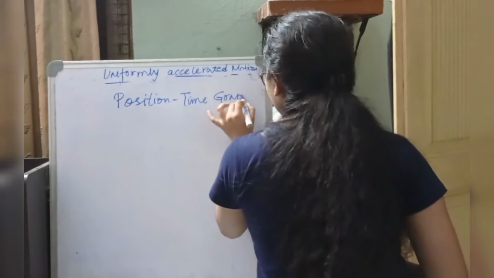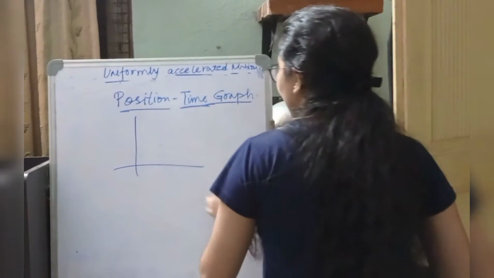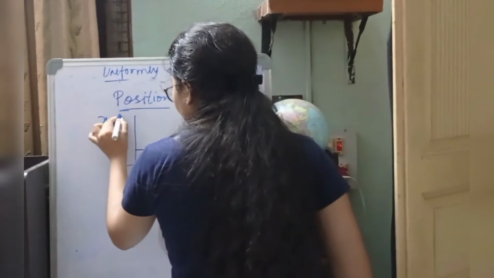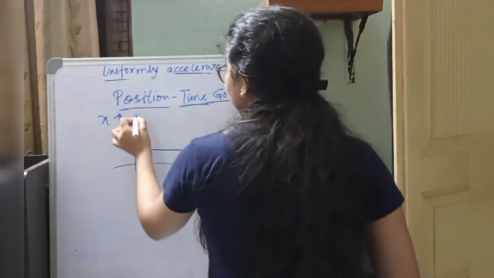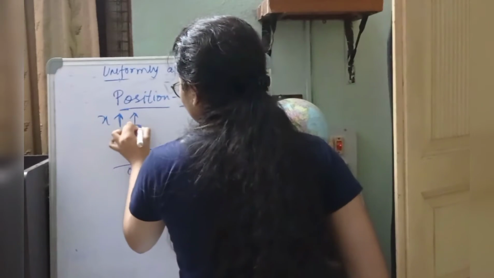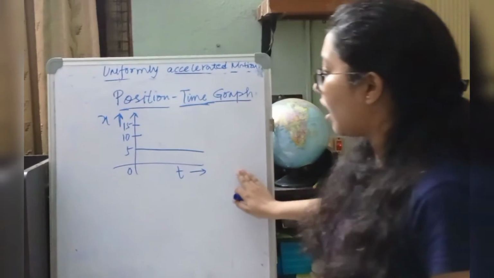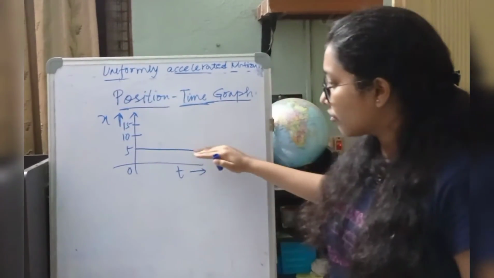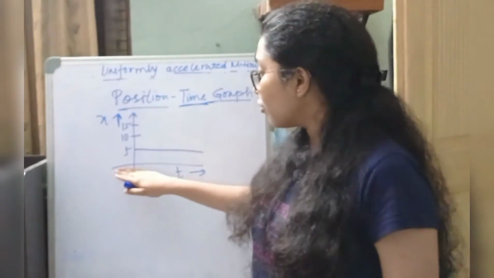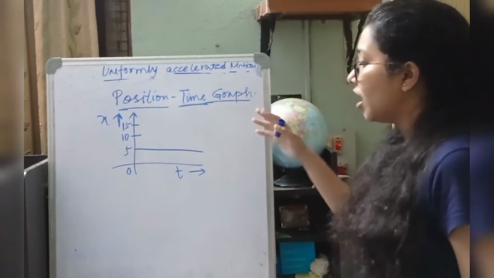So if I start with the plotting of the position time graph, suppose I am plotting x on the y axis and time obviously on the x axis, and I show this position time graph in this format: a straight line parallel to the x axis and passing through 0, 5. What does this mean? What does this position time graph show me?